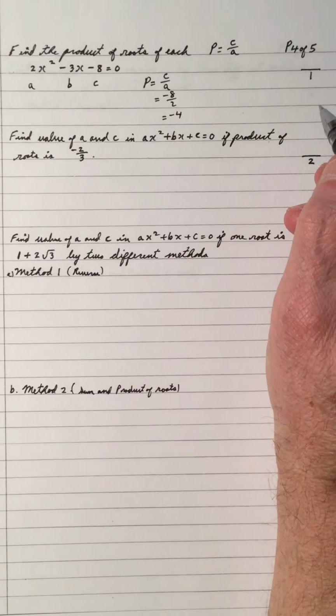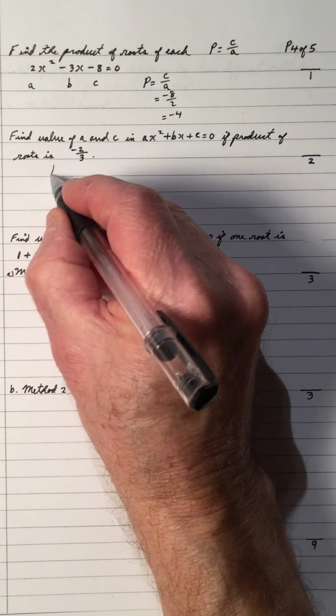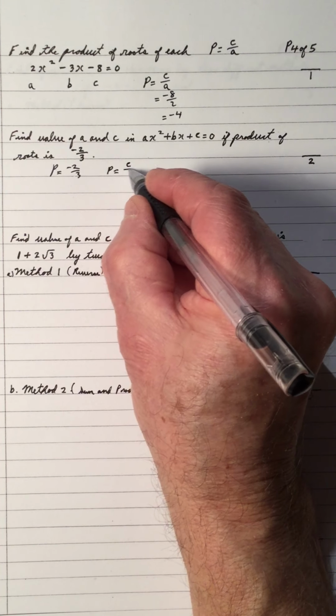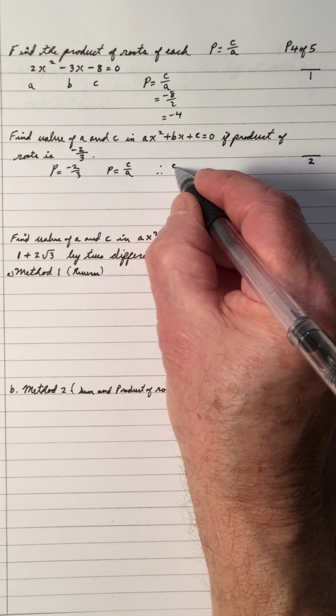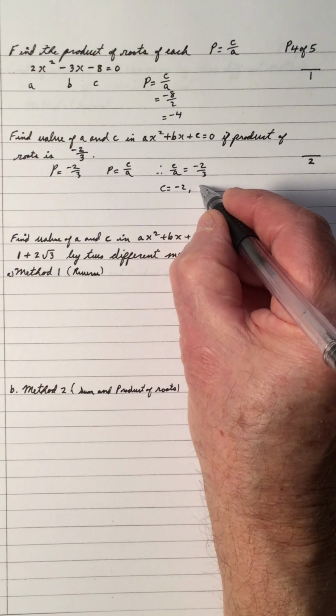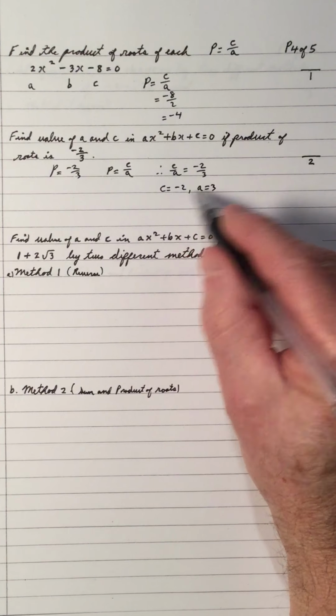Find the values of a and c in this equation if the product of the roots is negative 2 over 3. So the product is negative 2 over 3. That means, and hopefully you know, the product is c over a. Therefore, c over a is equal to negative 2 over 3. So c is negative 2 and a is 3. And again, 2 marks if you have each of these correct.